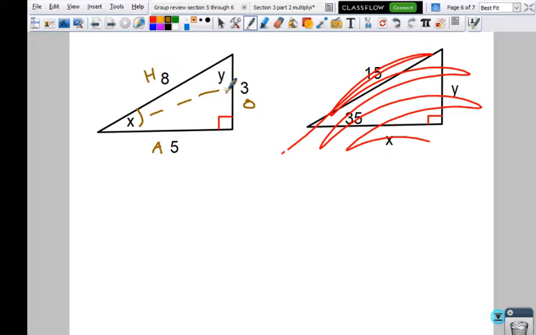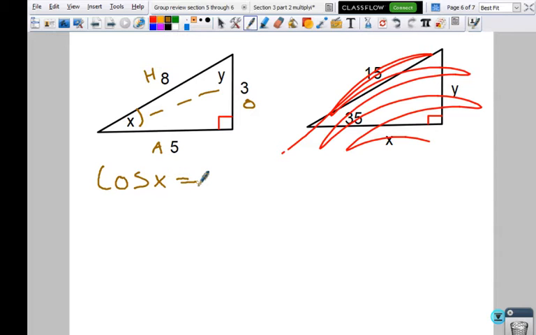Alright, well, which one are you gonna solve for? X, I assume, right? Alright, so what are you gonna use to solve for it? Sine, cosine, or tangent? Cosine. Alright, so cosine of x is, what's it gonna equal? Wait, can we use sine on both? It doesn't matter. You can use whatever you want on both.